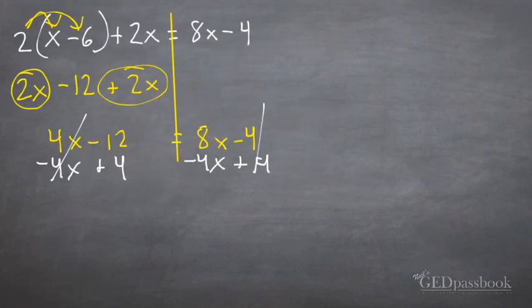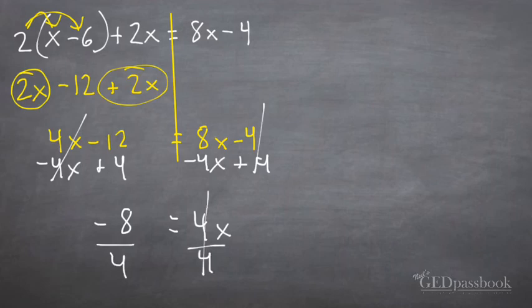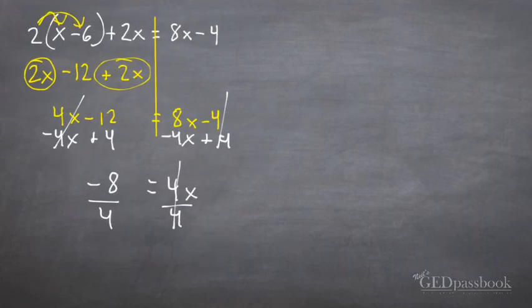Negative 12 plus 4, what does that become? Negative 8 equals, what's 8x minus 4x? 4x. Oh man, this is going to come out nice. A full whole number. This is beautiful. So what do I do here? You divide by 4, cancels out, gets thrown over there, and next thing you know, negative 2 equals my x.